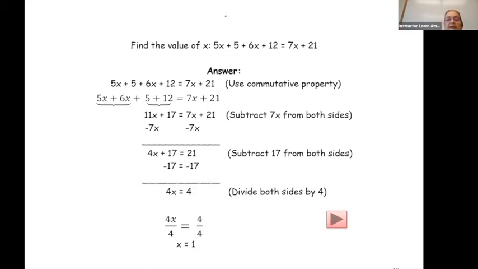So if we substitute x equals 1, we have 5 plus 6 plus 12. Does that equal 7 plus 21? And here we have 5 plus 6 is 11, plus 12 is 23. And 7, I'm sorry, it's times, it looked like a plus, 28. So 28 equals 28, and the answer checks.